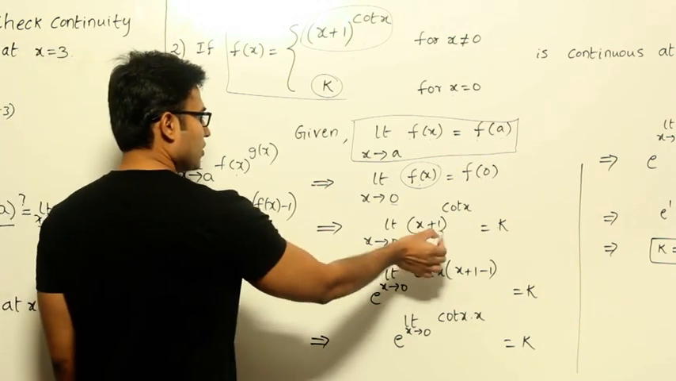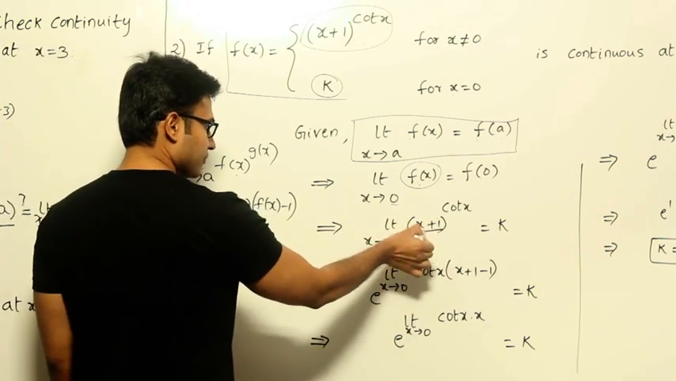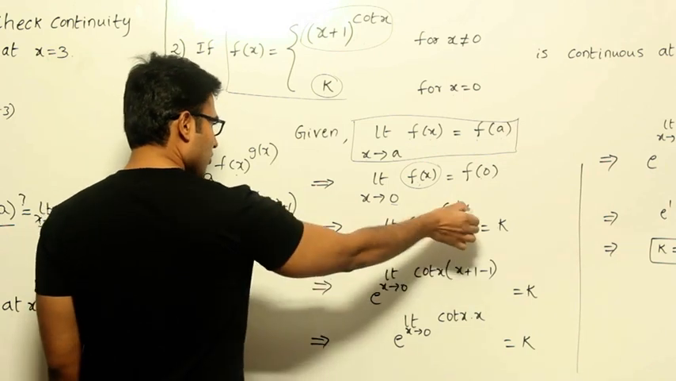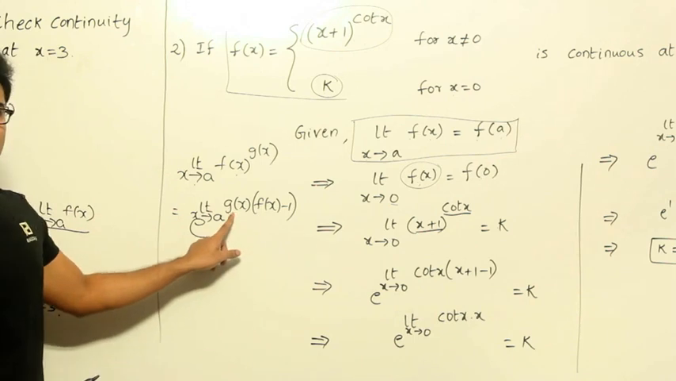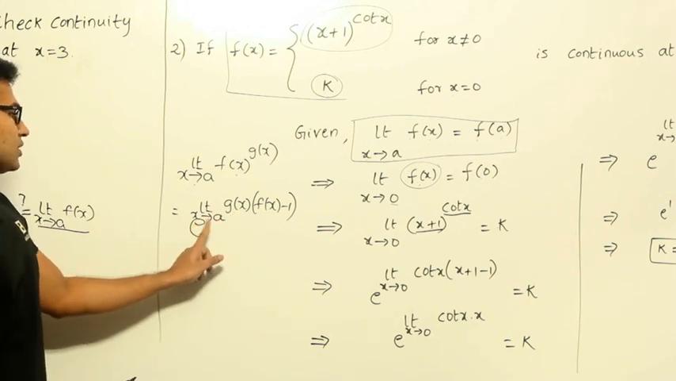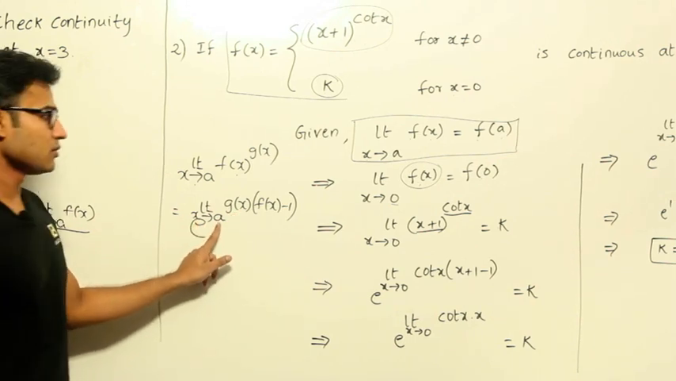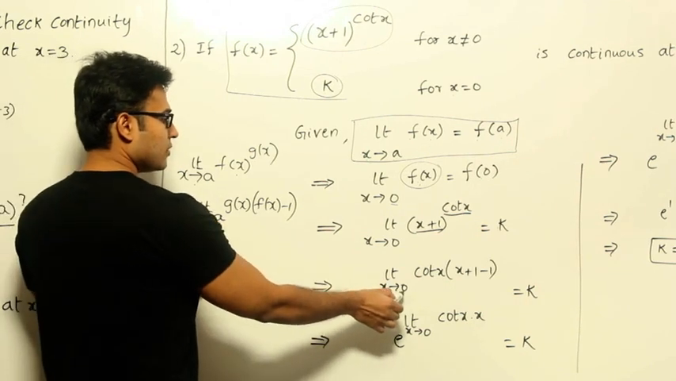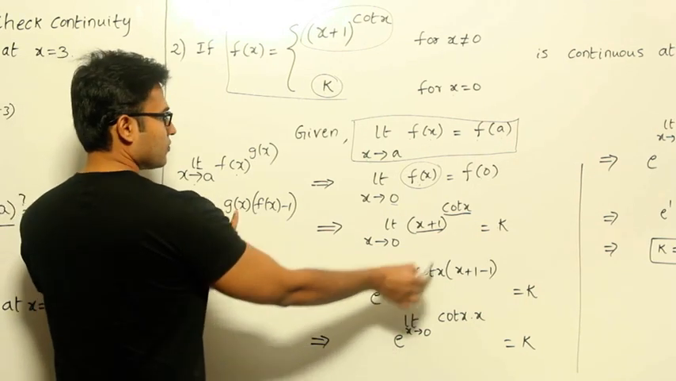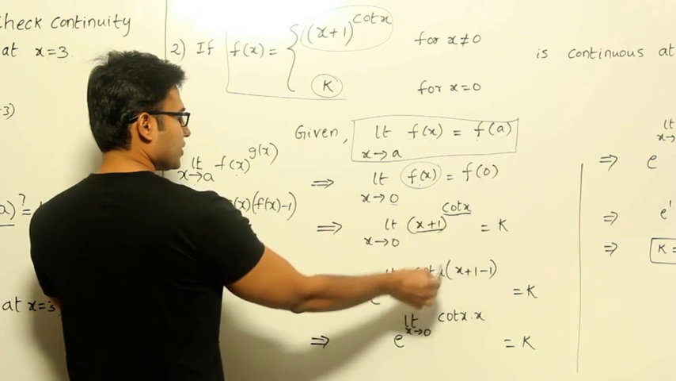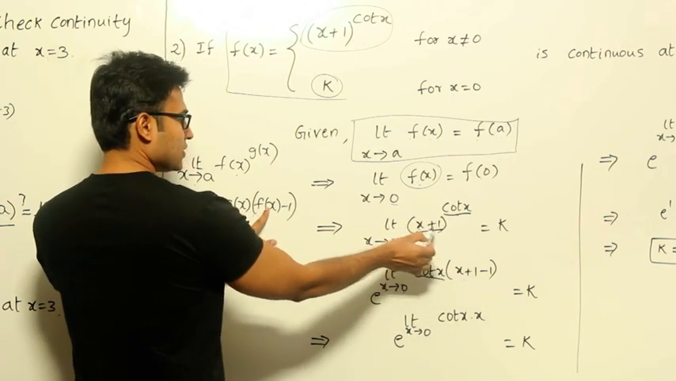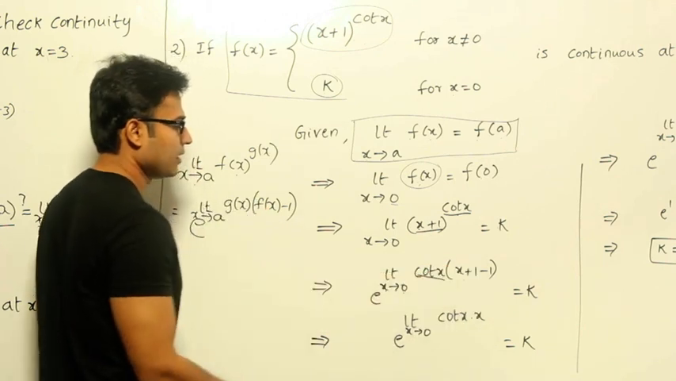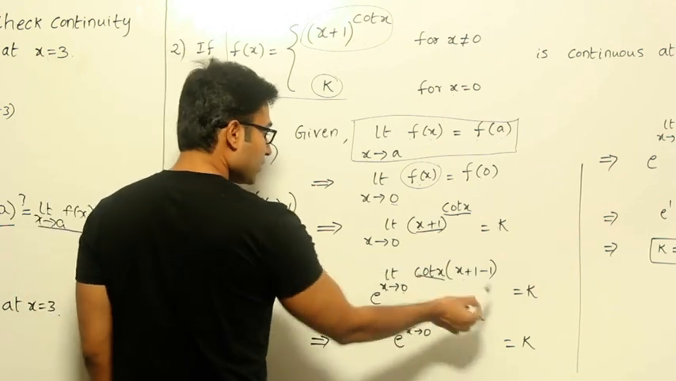Now in this case, just see what is f of x and g of x. f of x is going to be x plus 1 and g of x is going to be cot x. Got it? Therefore you write it this way: e power limit x tends to 0, why, because a is 0, right? So e power limit x tends to 0, g of x into (f of x minus 1). What is g of x? g of x is cot x. So what is f of x? x plus 1 minus 1. Alright. Now you can see that it is cot x into x.